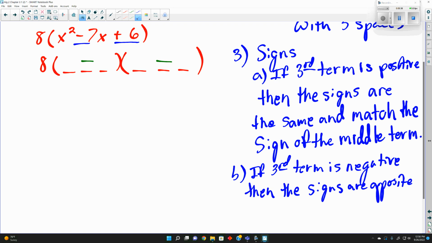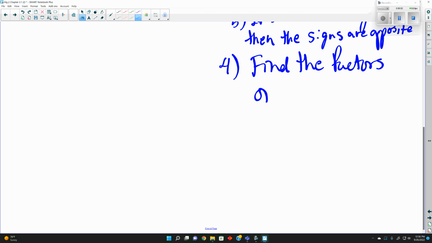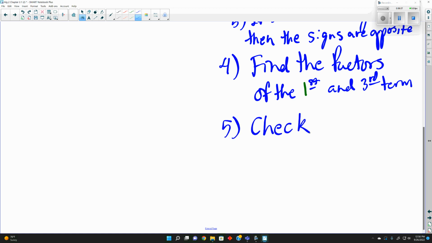Questions on this so far? That brings us to the fourth step, which is to find the factors of the first and third term. And I'll go ahead and put our last step, which is check. Our last step is to check it, to make sure we got the correct factors.